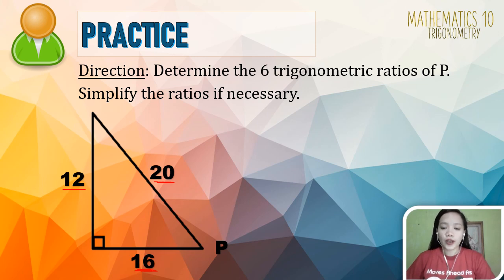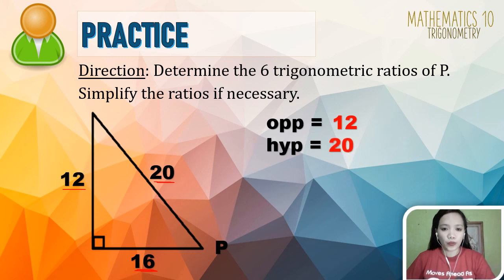But of course, before we start with using the formula for the 6 trigonometric ratios, I told you that you need to identify the measure of the opposite side, hypotenuse side, and adjacent side. So first, the opposite side measures 12. Next, the hypotenuse side measures 20. And lastly, the adjacent side measures 16. Now, we were able to sort out the necessary data for our 6 trigonometric ratios formulas.